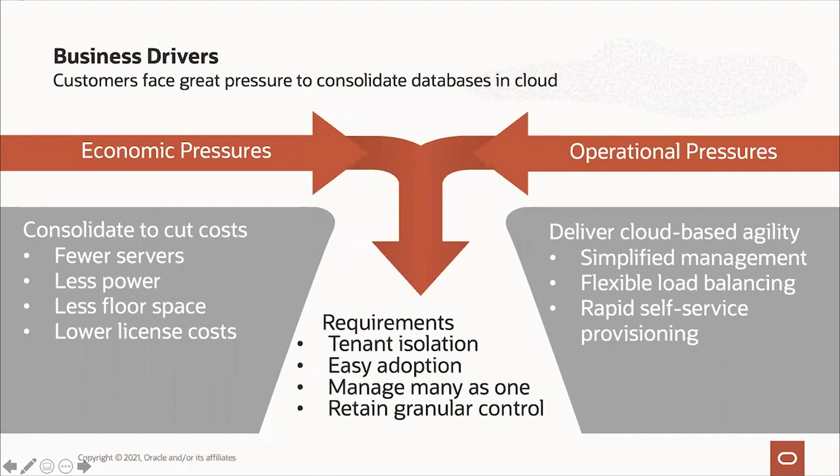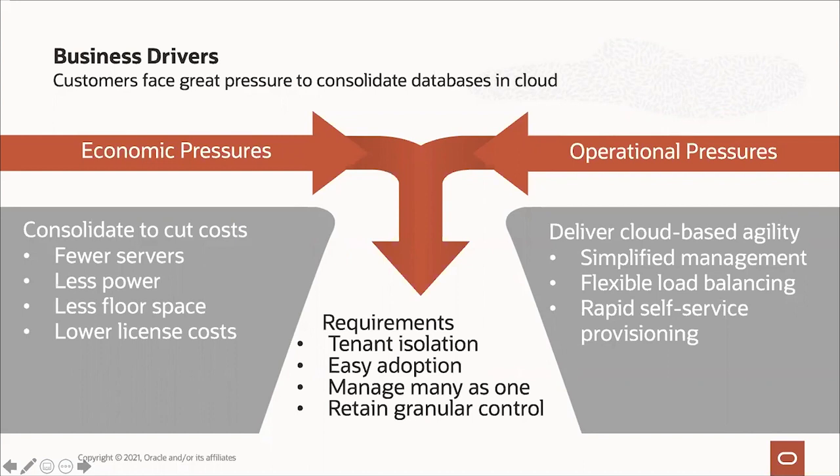On the operational side, we're all familiar with the cloud now, whether we're using it at work or not. Cloud-based agility means simplified management, self-service provisioning. You don't want to have to do things through SRs anymore. And you want to be able to have a great deal of flexibility, flexibly adjust to changing workloads. That's a key requirement. So we've got these two big categories, economic and operational, and various requirements. And I've listed those in the middle here. We need to be able to handle all this stuff.